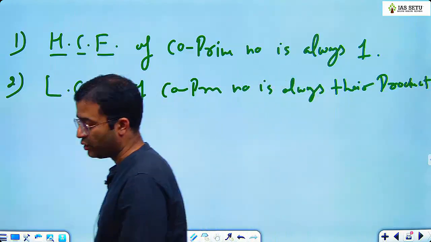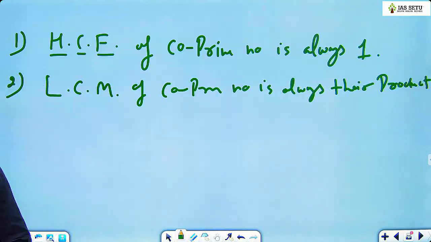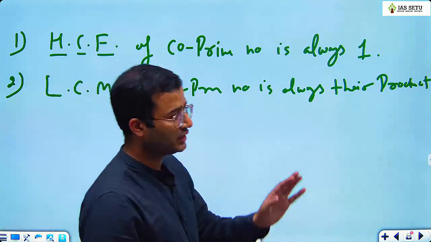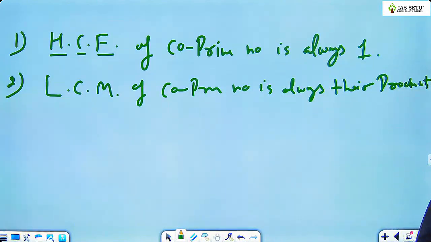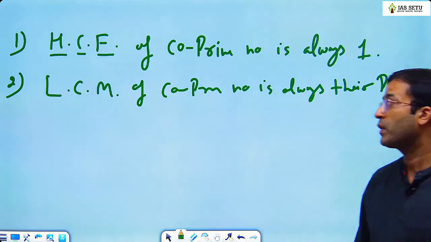It is always their product. We will study LCM and HCF in detail later. Till then you remember this. इसको याद रखना. HCF of co-prime numbers is always 1 and LCM of co-prime numbers is always their product. ठीक है. Third thing.